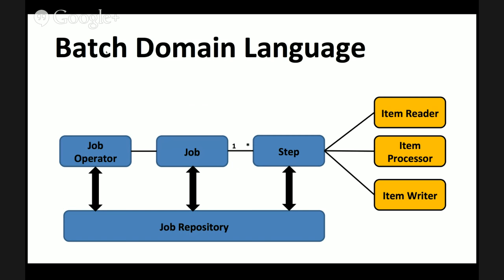A job is an aggregation of steps, and a step can be multiple things. A step can actually be a batchlet or a chunk, but in this case, a chunk is composed of an item reader, an item processor, and an item writer. So this is a very rough concept of the whole Java batch specification language.